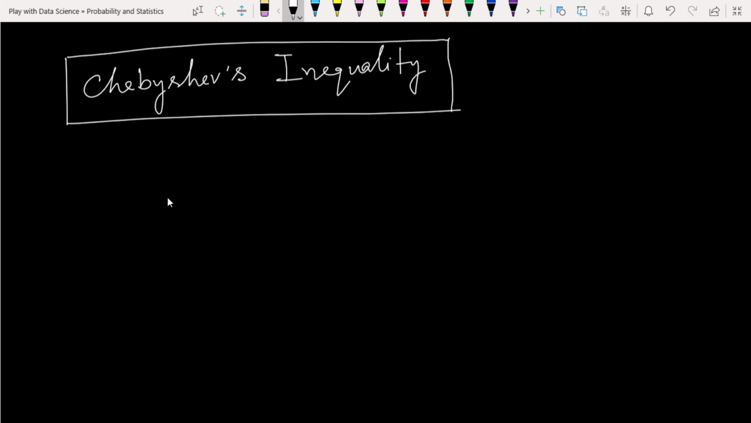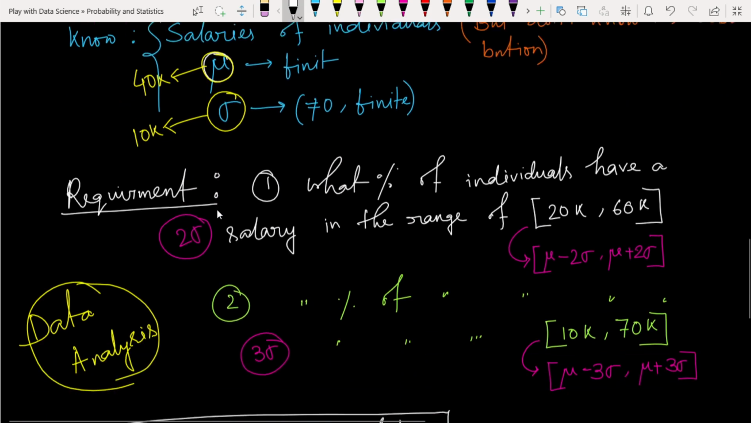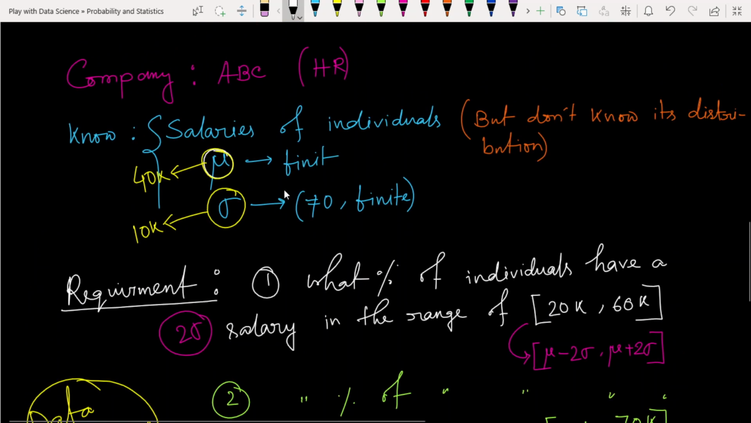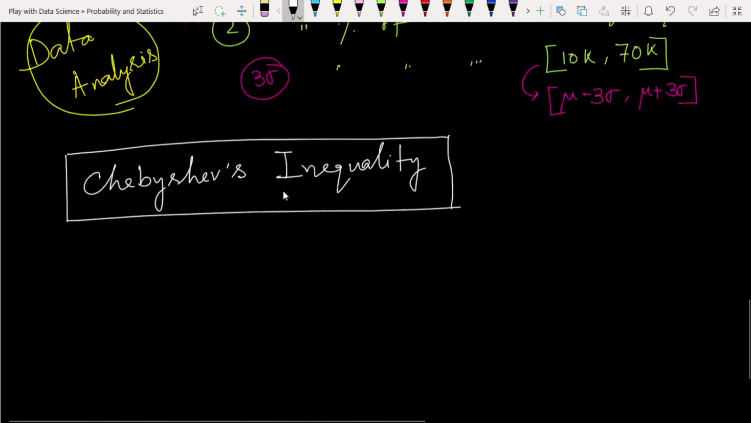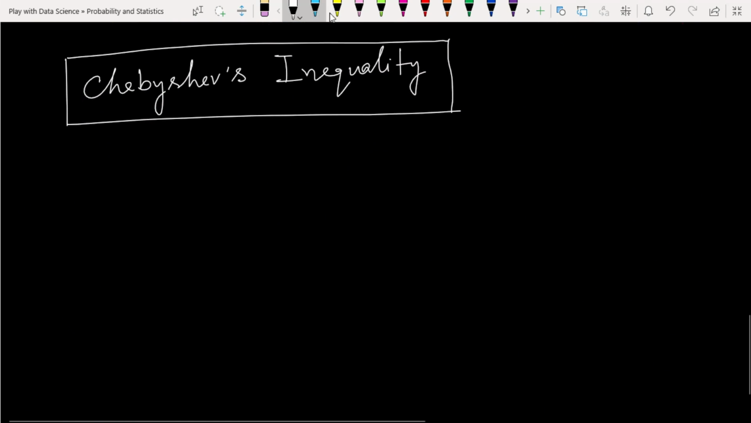Suppose the only things we know are the mean and standard deviation. We know these two things, and we don't know the distribution of our random variable. Here our random variable is the salaries of individuals. These are random variables. So we only know x, and for x we don't know its distribution.